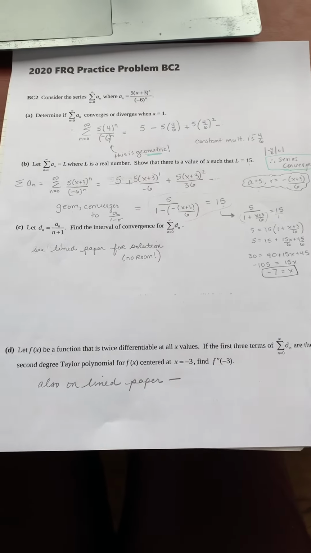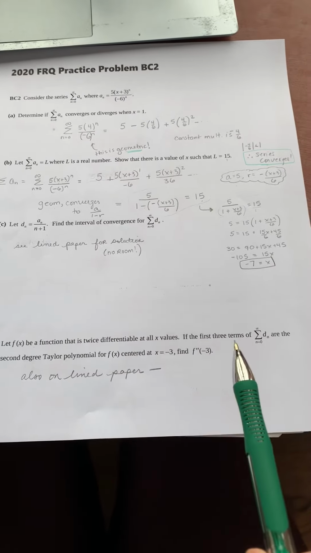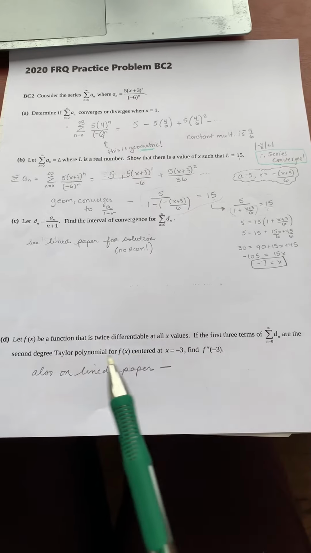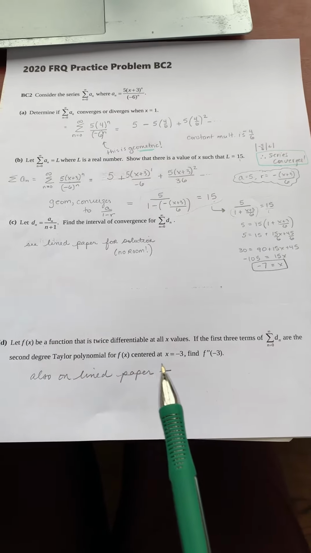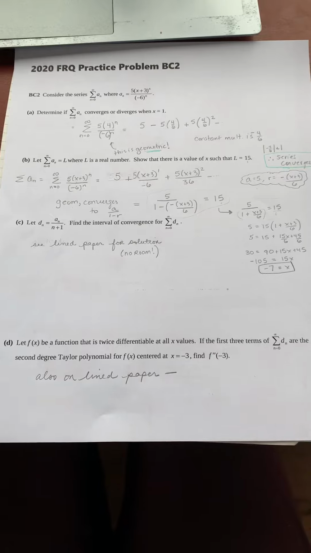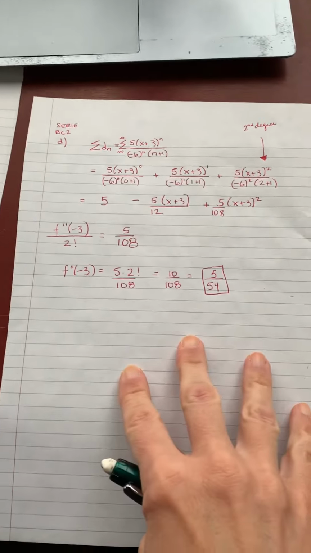Part D says, let f be a differentiable function. Find f if the first three terms of d sub n are the second degree polynomial for f of x centered at x equals 3. Find the second derivative at -3. What? Here's all this is saying.